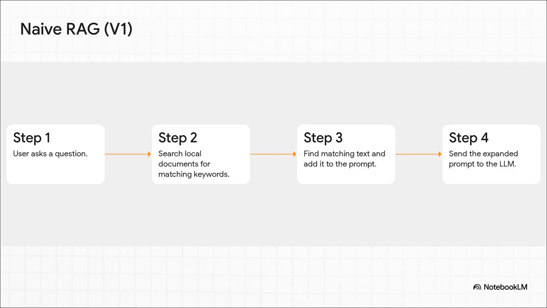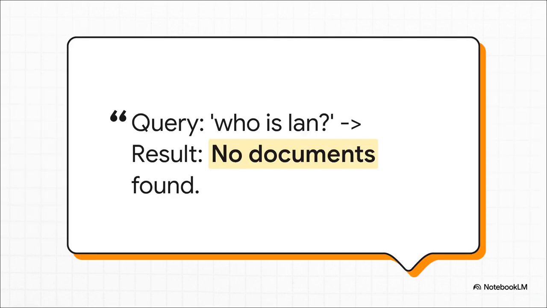Okay, so the simplest idea is pretty straightforward. A user asks a question, your backend code just does a basic keyword search across all your local files. It finds any text that matches, copies it, and just stuffs it all into the prompt right alongside the original question. Then you send this massive context-filled prompt over to the LLM. Easy enough, right?